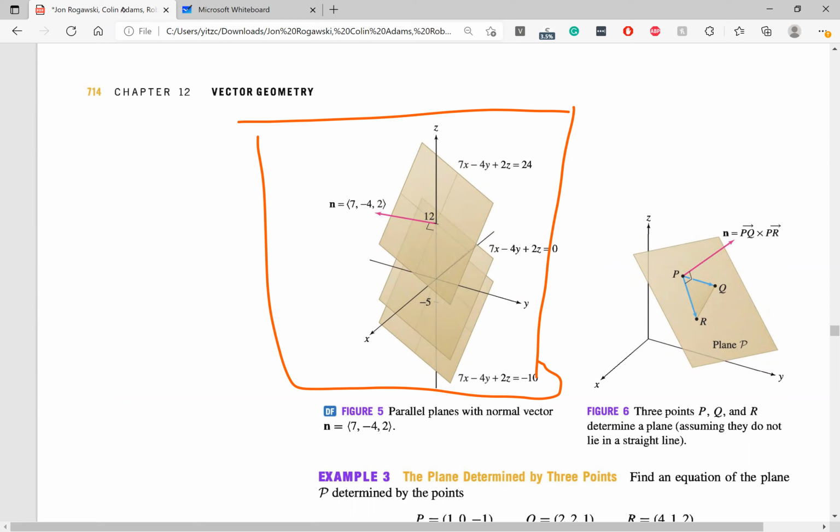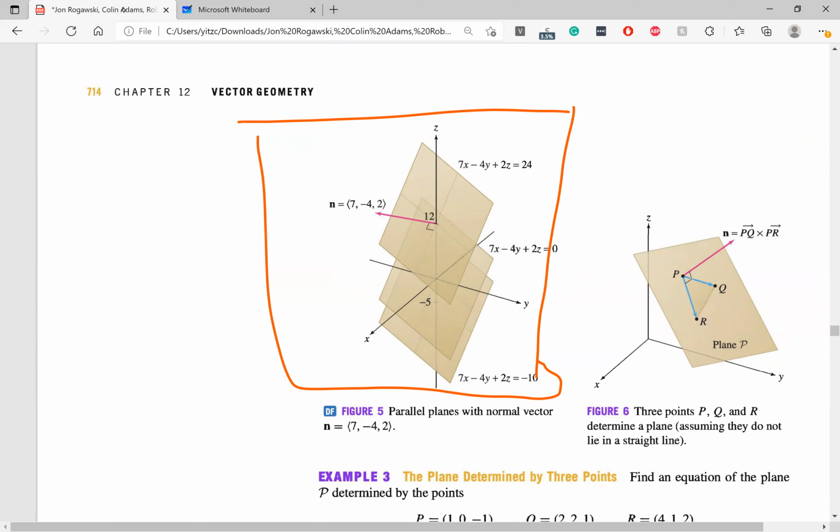So they all have the same normal vector, 7, -2, -4, and 2. But they just have different d's. In this picture, it's easier to see that they're parallel. Anyway, this one is the one that passes through the origin. This one over here is a little lower because you have a -10 for your d, and that one over there is a bit higher.